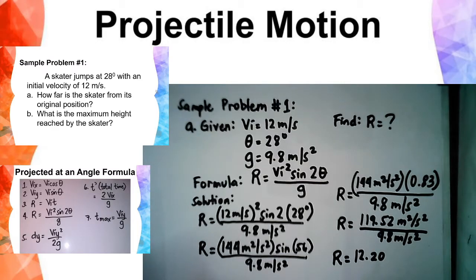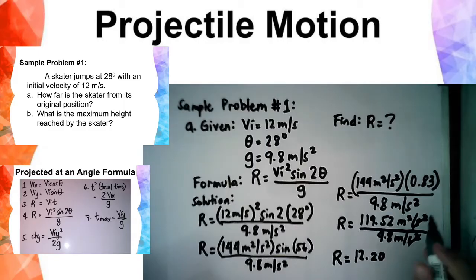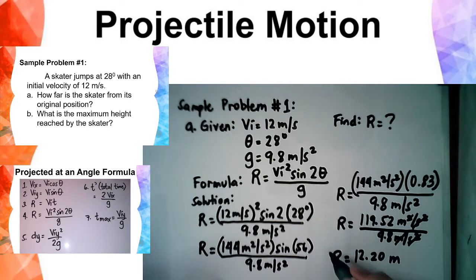12.20. Ang unit ngayon, magka-cancel out tong second squared. Tapos ito ay meter squared. So, ibig sabihin dalawang m. Okay? Magka-cancel yung isang meter dito. So, you will get the unit meter. So, this is your final answer.